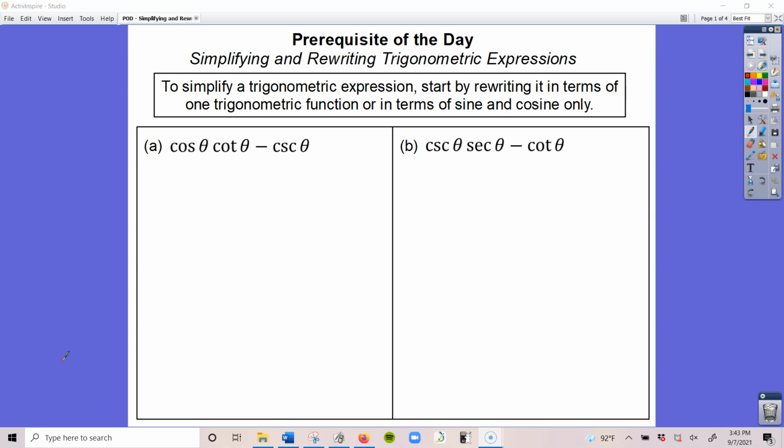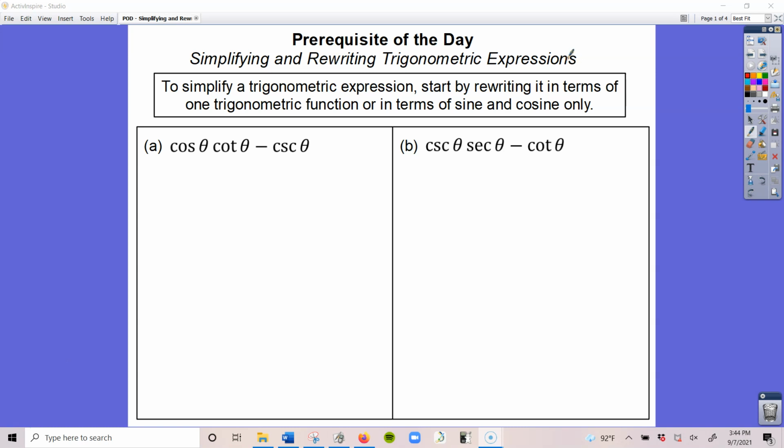Hey guys, before we can evaluate trigonometric limits, we're going to need to know how to simplify and rewrite trigonometric expressions. So let's start with a couple of examples and then we'll go into greater depth for some other techniques. For this first one, we have cosine theta cotangent theta minus cosecant theta.